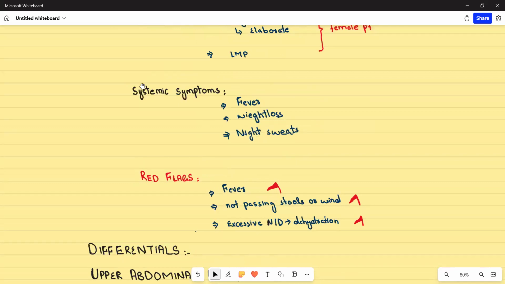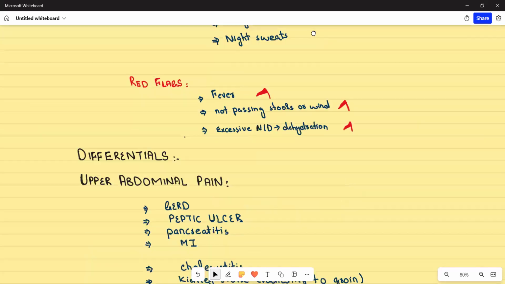Then we are going to ask about systemic symptoms. So systemic symptoms like fever, weight loss, and night sweats, okay? Then there are certain red flags that you need to be aware of. So fever is one of the red flags. Fever can indicate a more serious condition. So for example, a patient with fever, discharge from down below, and lower abdominal pain can mean that the patient has PID.